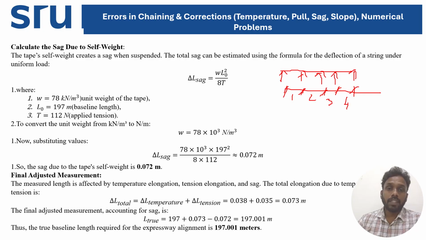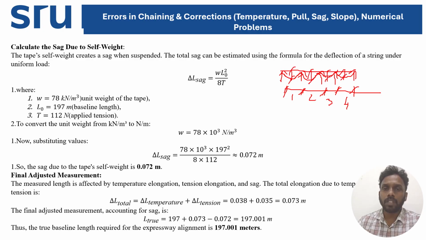So this is 78 into 10 power 3 into 197 square, that's your measured length, divided by 8 into 112, right? So you'll get an answer of 0.072 meter. This is a negative, as I have given, this will always be negative because your tape is sagging. Your tape will sag in all the four spans, right? So your tape keeps on sagging on all equal spans, so you have to calculate accordingly. For each sag, it will be a negative.